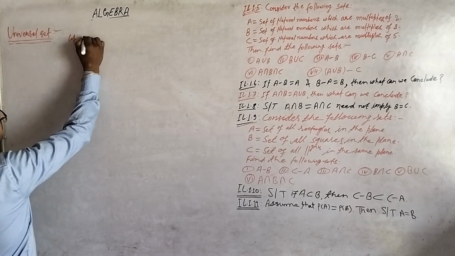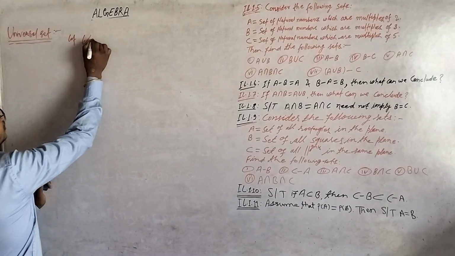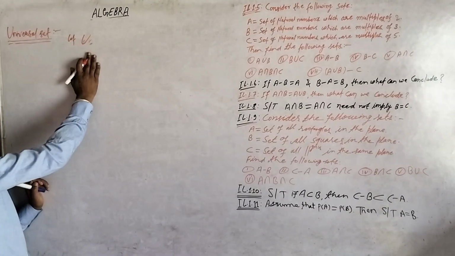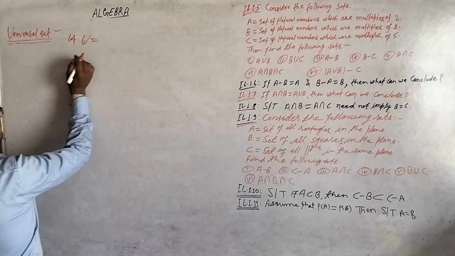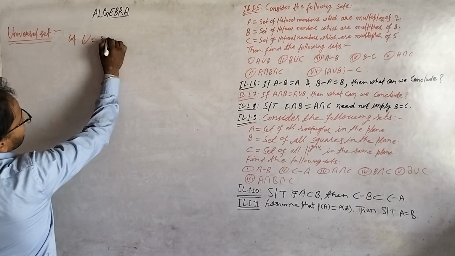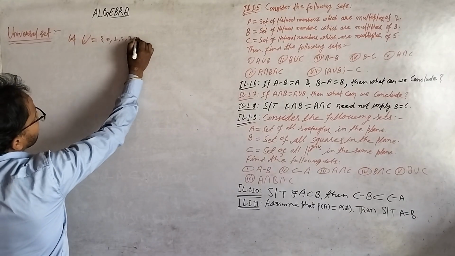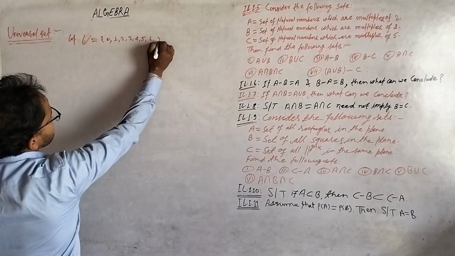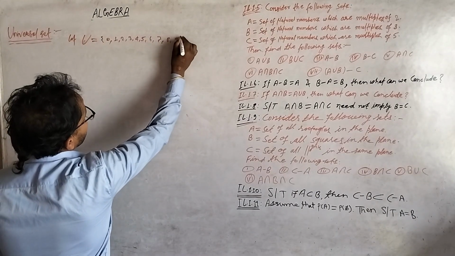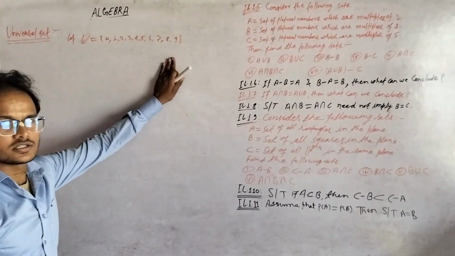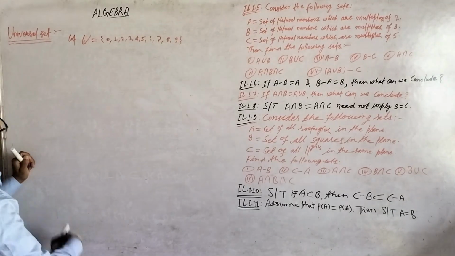Suppose let us set U. Universal set is generally represented by U or any letter. You can also represent it through any other letter, but here we represent it with U. Suppose U is {0, 1, 2, 3, 4, 5, 6, 7, 8, 9}. These are all the single digits, 0 to 9. Okay, so here are 10 digits.